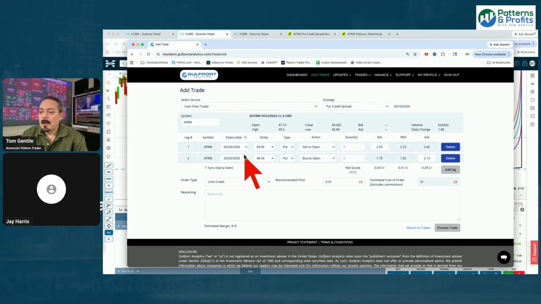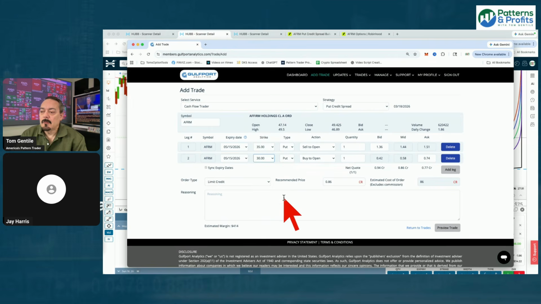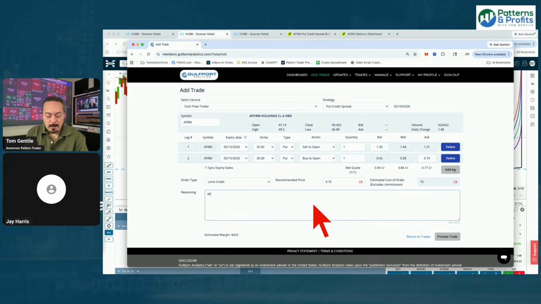Now I have my buy and my sell. Again, May expiration. What am I selling? The 35s. What am I buying? The 30s. What am I doing that for? It says 86 cents. I'm going to want to bring that down to 75. And then, same reasoning again. You've got AFRM, a high probability spread, good support levels at 40.